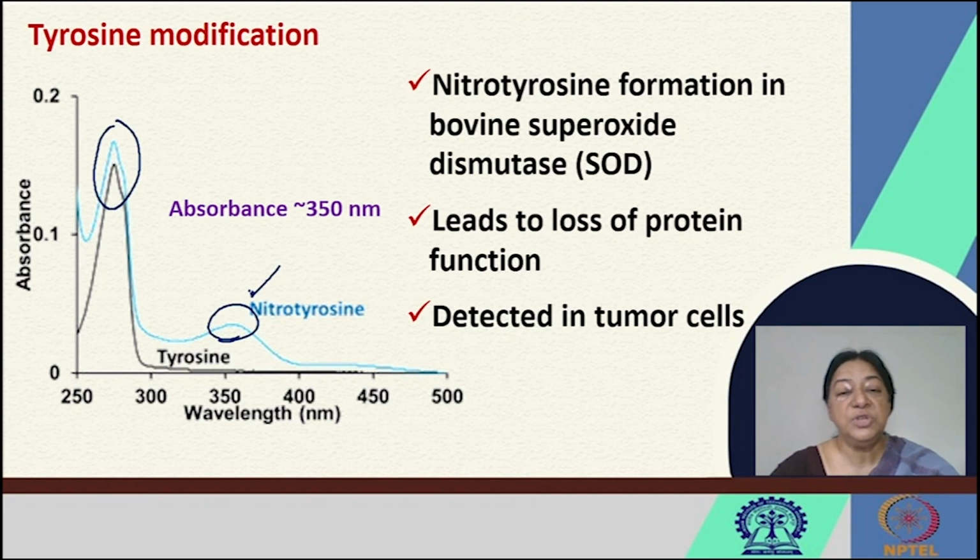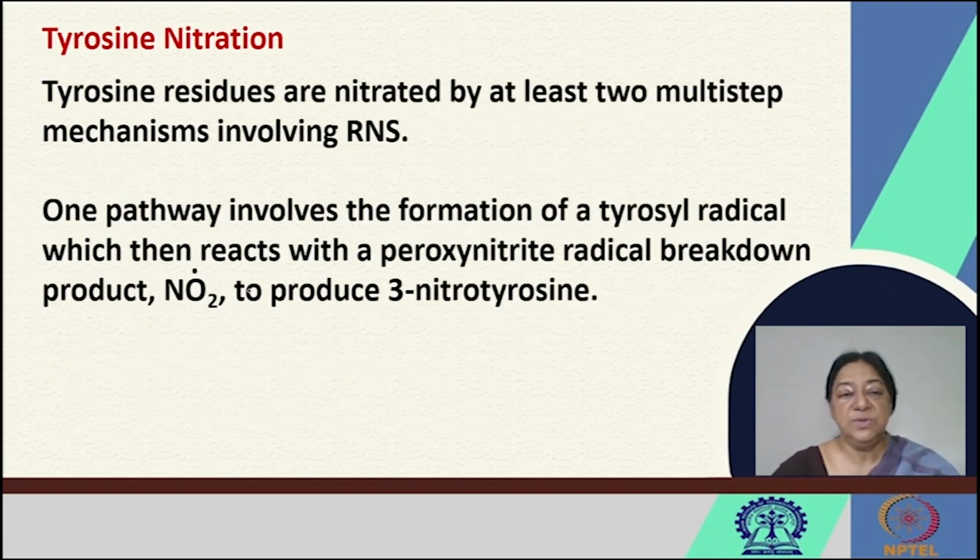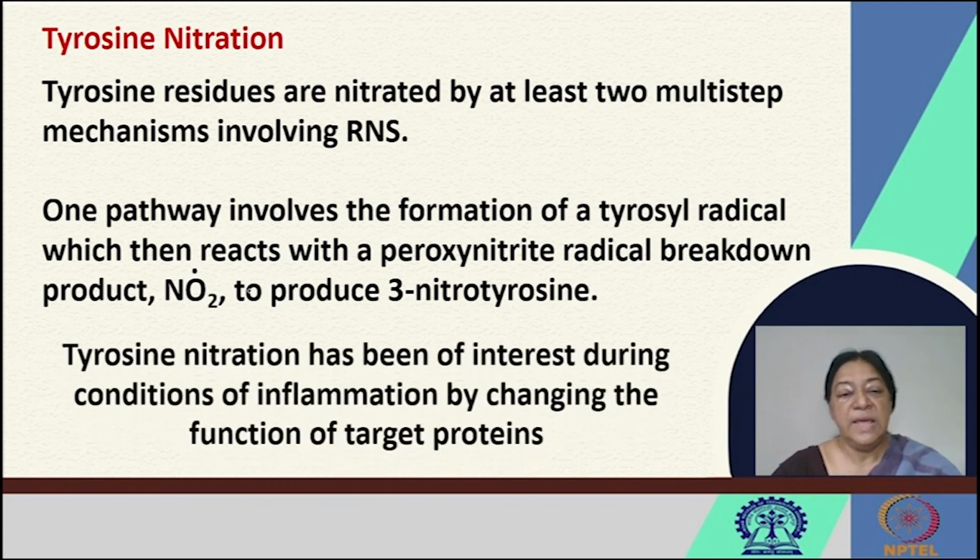So nitrotyrosine formation in bovine superoxide dismutase has been seen. This leads to loss of protein function, and it can also be detected in tumor cells. The tyrosine residues are therefore nitrated by at least two multi-step mechanisms that involve reactive nitrogen species. One pathway involves the formation of a tyrosyl radical, which then reacts with the peroxynitrite radical breakdown product, that's NO2 dot, to produce 3-nitrotyrosine. Then this tyrosine nitration has been of interest during conditions of inflammation by changing the function of target proteins.